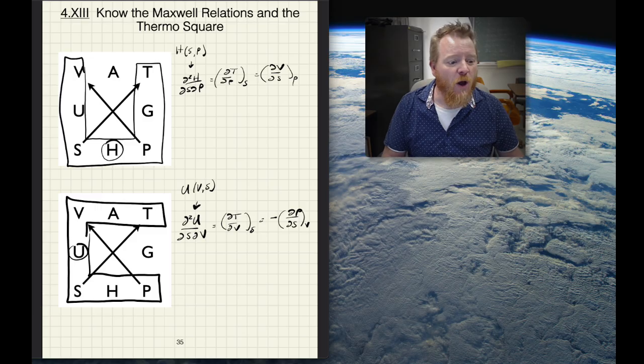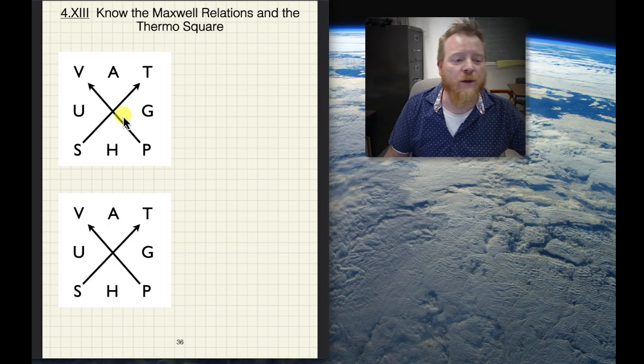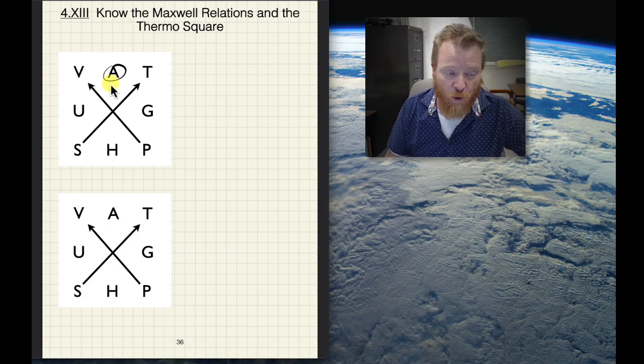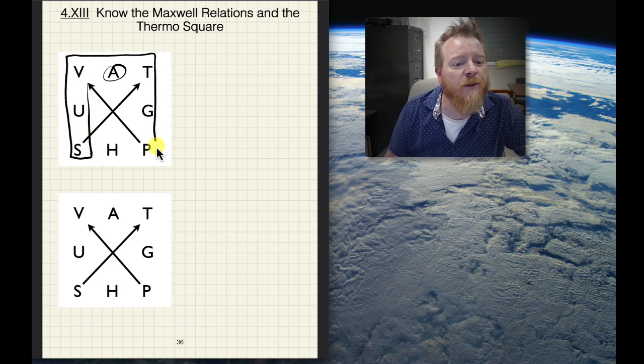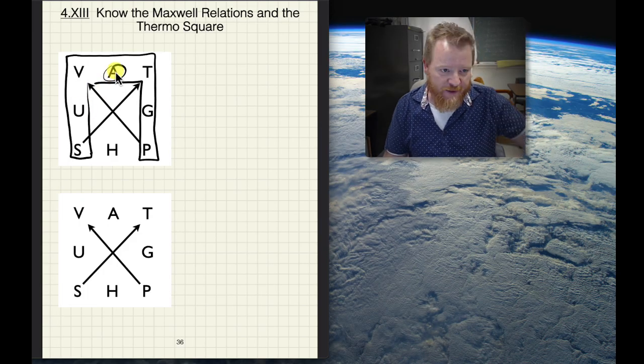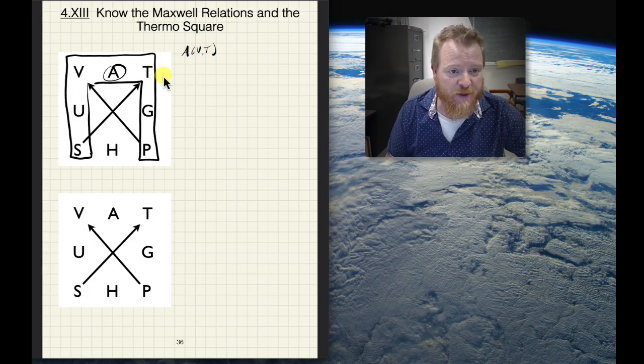So we can finish these off. All right, so now let's do the Helmholtz free energy. We'll draw our little horseshoe the same way. Now this time rotated again, keeping A at the bottom of the horseshoe. And now we can see A is a function of V and T. It's smashed between the V and T.